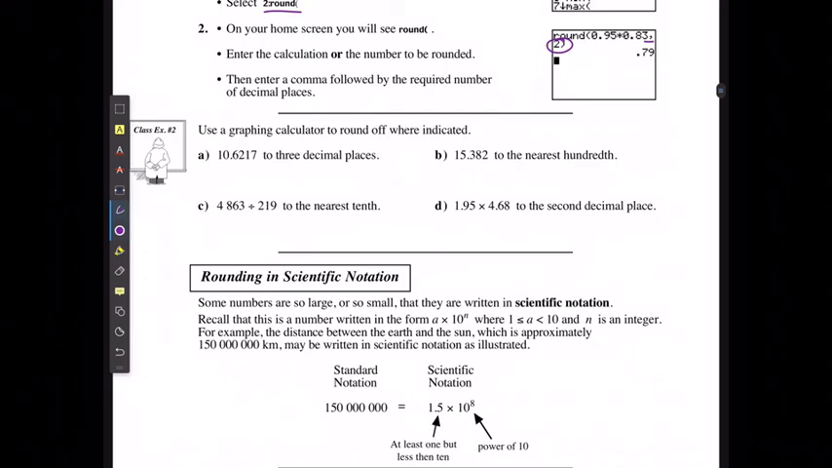So if I am doing these to 3 decimal places, then it's going to be 10.622. If this is going to be to the nearest hundredth or 2 decimal places, then it's going to be 15.38. If I'm putting in this division and I want it to the nearest tenth, then that's going to be 22.2. And this multiplication to the nearest hundredth or second decimal place is going to be 9.13.